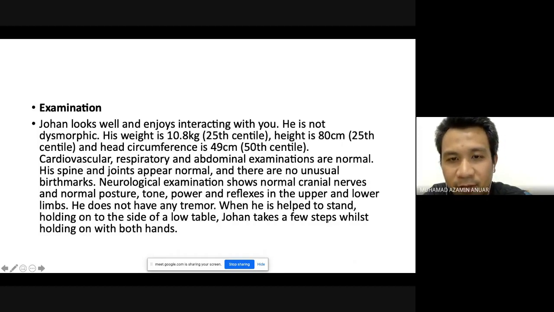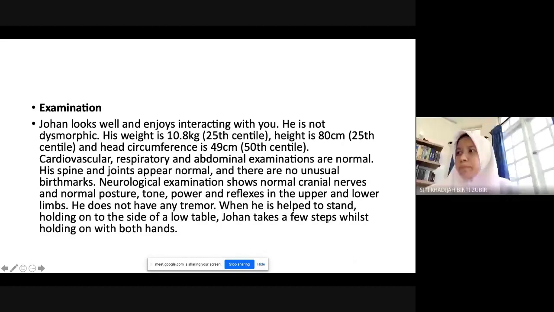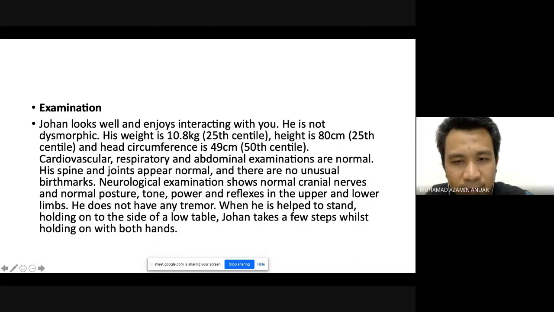Ke tak okay head circumference ya? 25th centile weight and height. And then the head circumference 49, 50th centile. Is it okay or is it not okay? It's okay. Otherwise, examination point of view, nothing much on the examination. Cuma it mentions that when he is helped to stand, he basically need to hold the side to take a few steps, and then dia pakai dua-dua tangan untuk supporting dia punya step, meaning that he's not really be able to walk independently, kan?